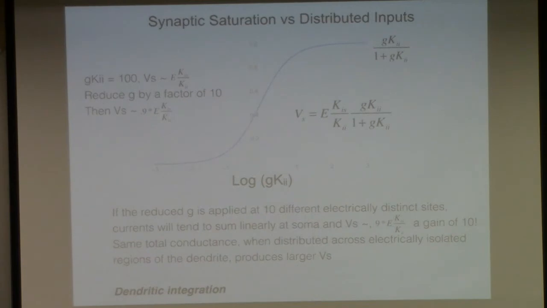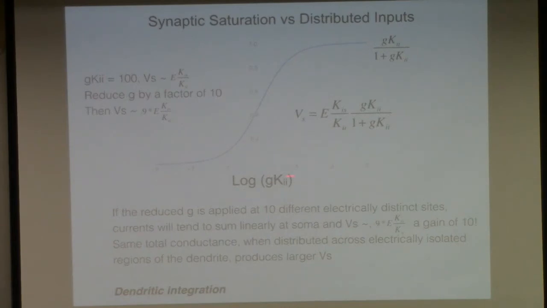So why is this significant? Okay, let's think about this one. Suppose that G takes on a large enough value so that G times K_II, the input resistance, is 100.